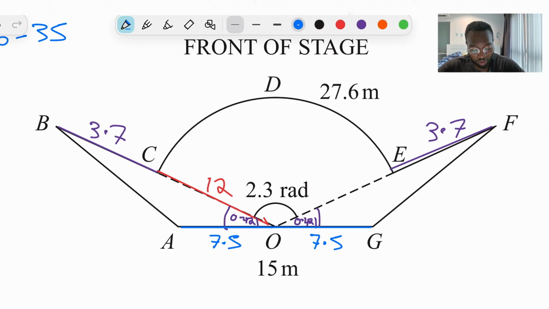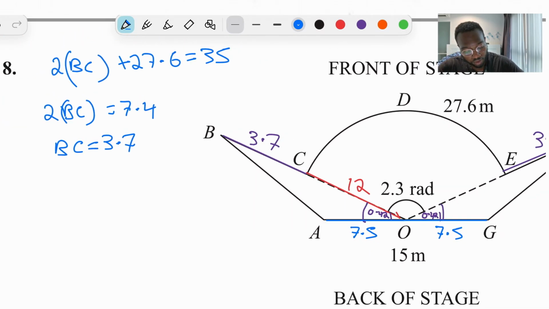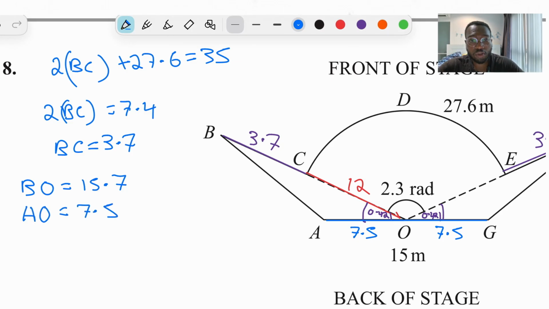Now with that triangle, we can work out the area of the triangle because we know the length of BO. We know BO is going to be that 3.7 plus the 12. So we know all of BO is going to be 15.7, because that's just 3.7 plus 12. We know that AO is going to be 7.5. And we have the included angle as 0.421 radians.